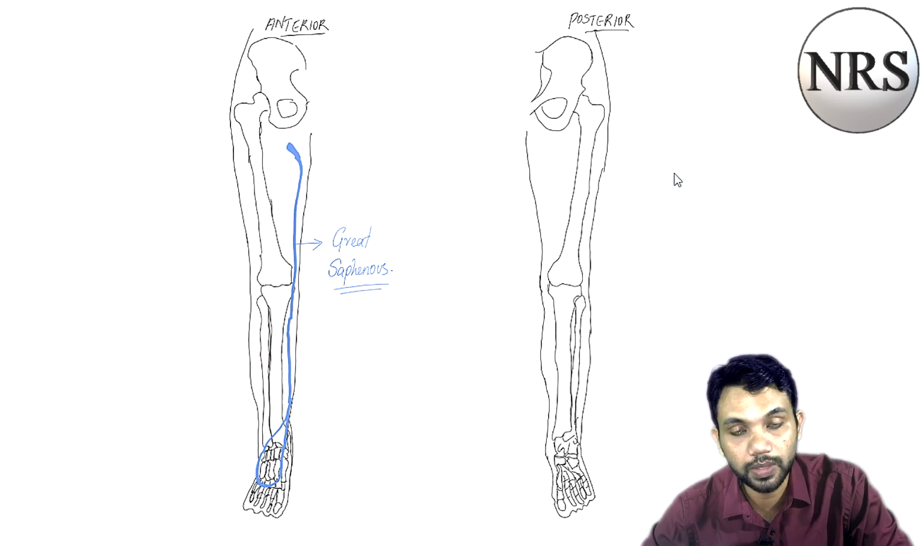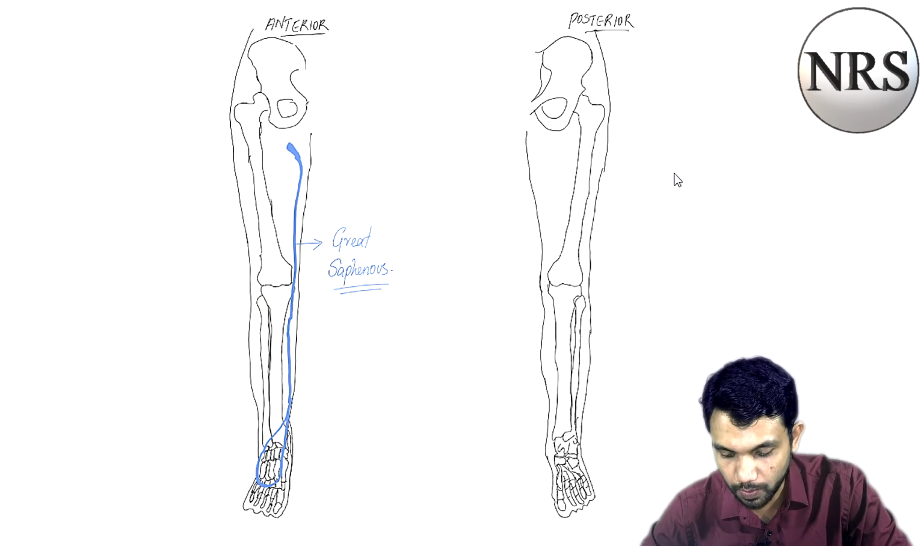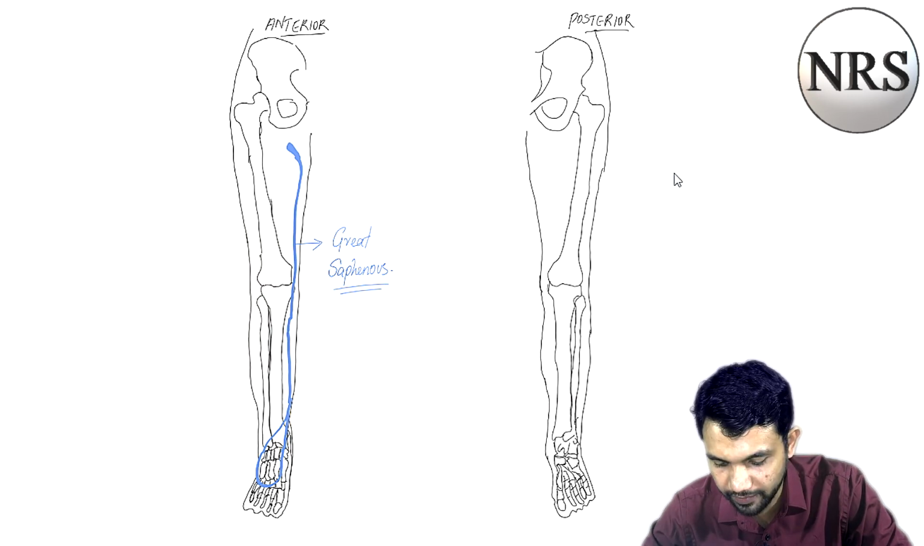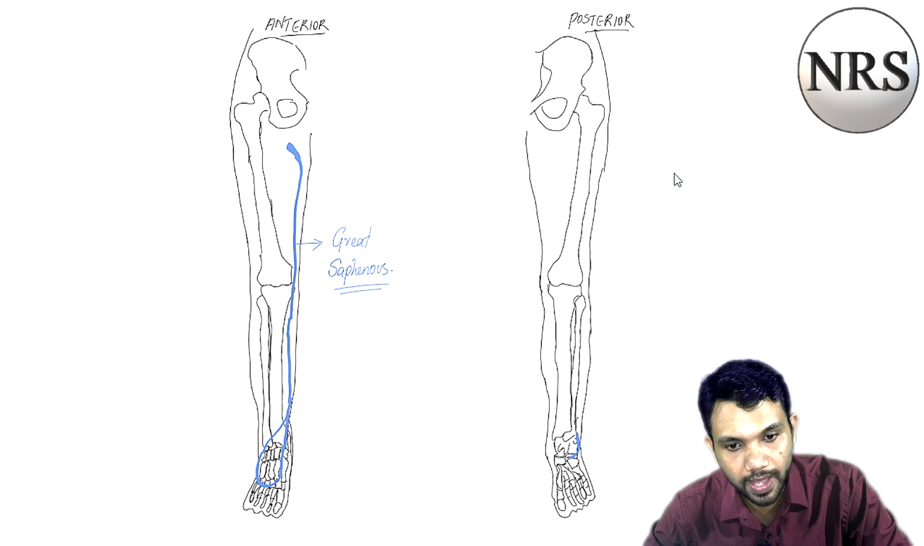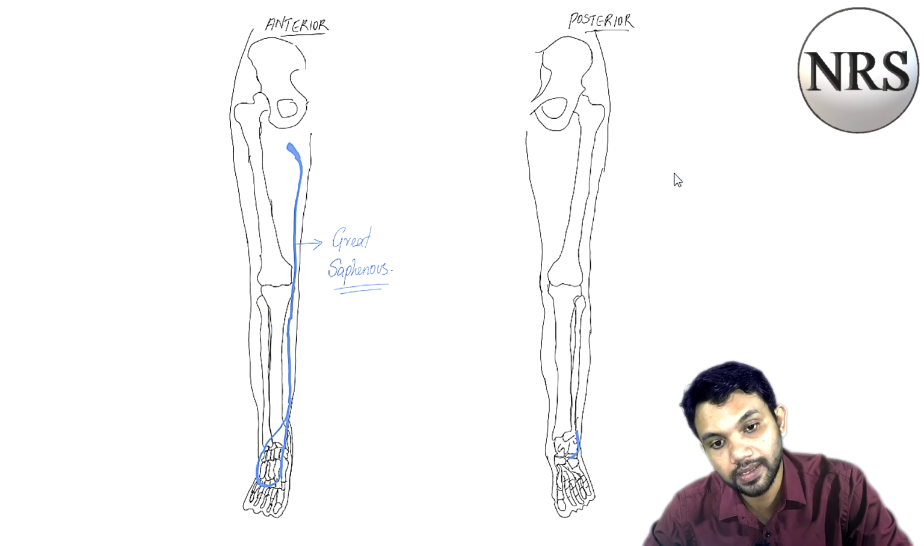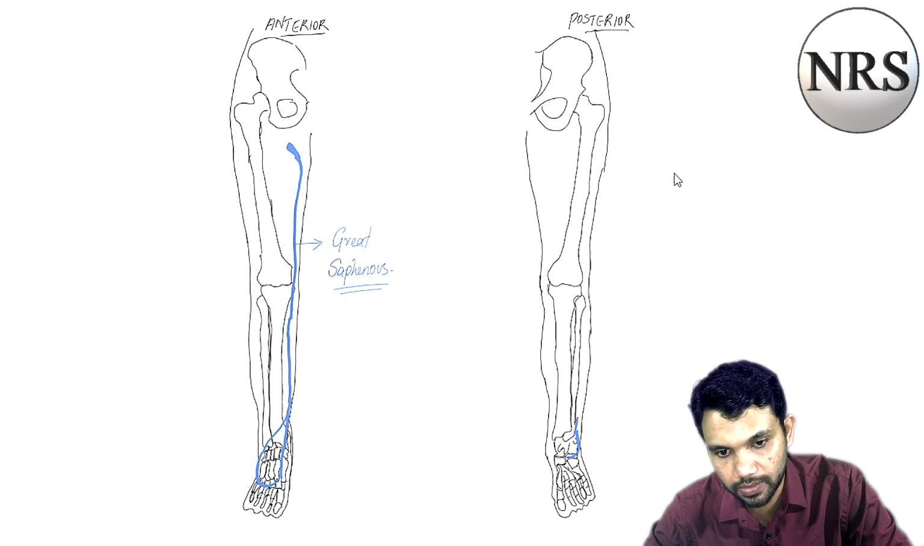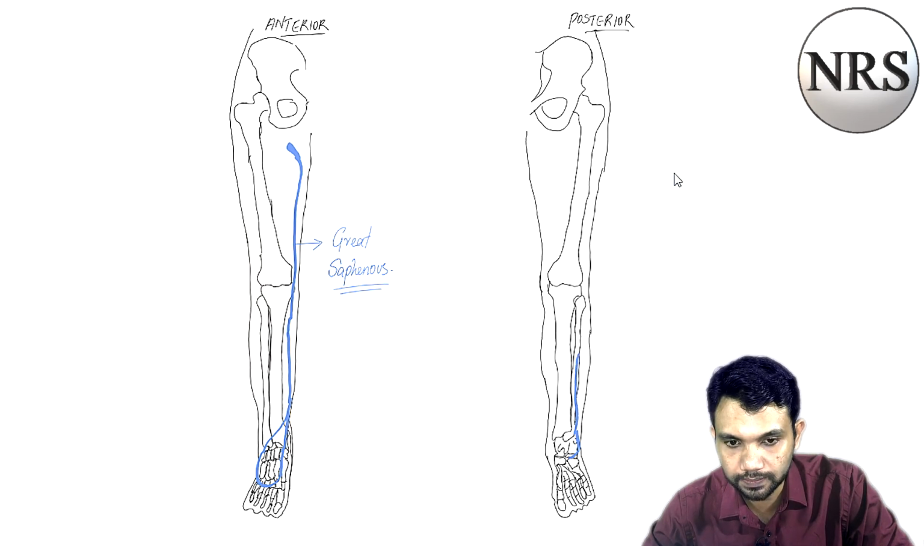Then one more superficial vein, that is the small saphenous vein. The small saphenous vein will start on the lateral side. It will have some anastomosis with the other veins, and it will start on the posterior aspect of the leg, on the lateral side. It will run along the lateral aspect and come up to the popliteal fossa.